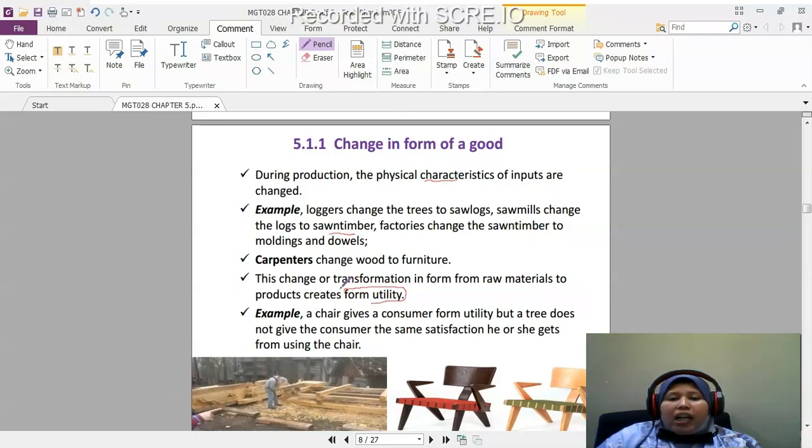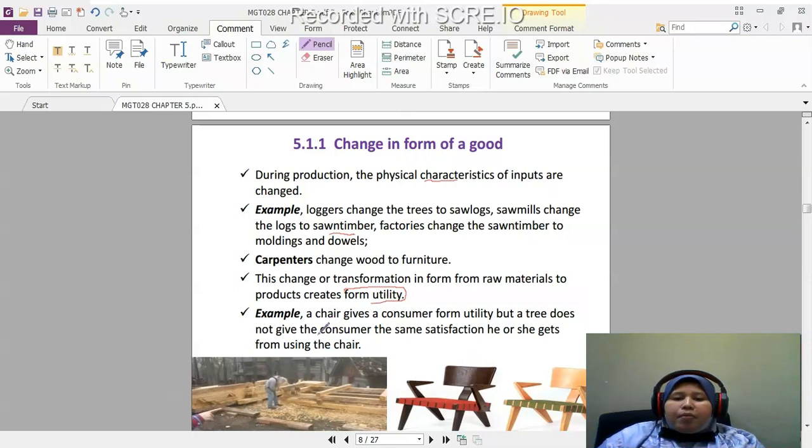Berubah keseluruhan bentuk. Itu maksudnya form, change in form of a good. Bermulanya kita ada kayu balak. Kayu balak tu kita jadikan dia sebagai log kayu balak, yang kita dah buang dia punya kulit-kulit luar. Dan carpenter menggunakan log tersebut menjadi furniture. Dia berbeza daripada log, daripada kayu balak bertukar kepada furniture. Itu adalah transformation, change in form of a good.